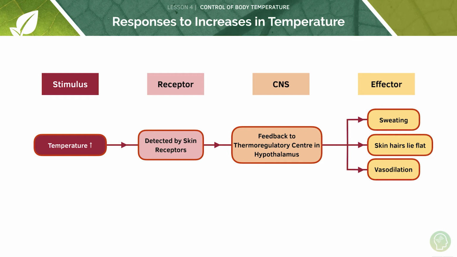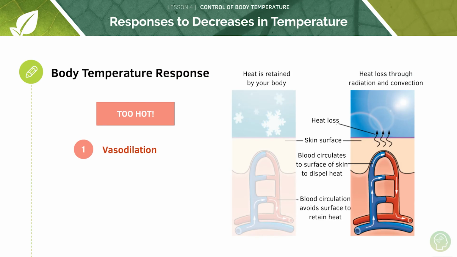Sweating, skin hairs lie flat, and vasodilation. So let's take a look at this in more detail. So you're too hot, which means that you're going to try and lose heat from your body. So first of all, we do that by vasodilation. So this is where your vessels, so your vaso, dilate. So the blood vessels near your skin dilate, which means they get wider.